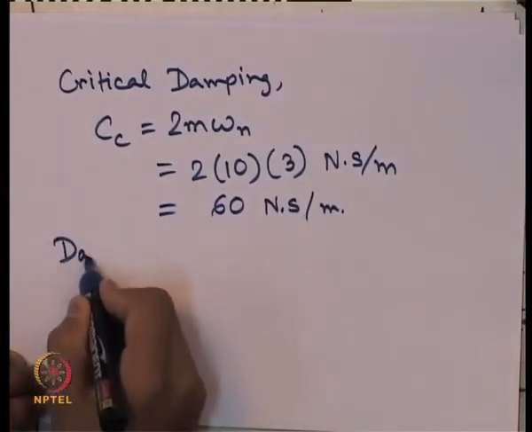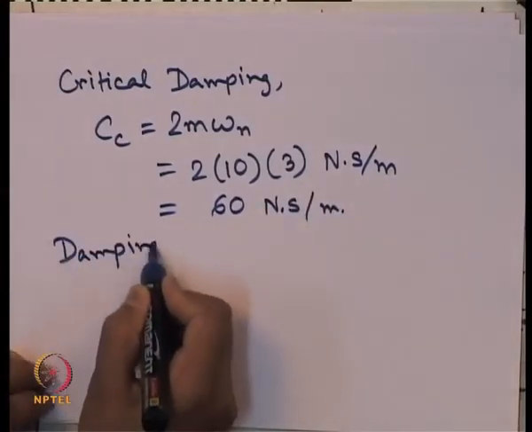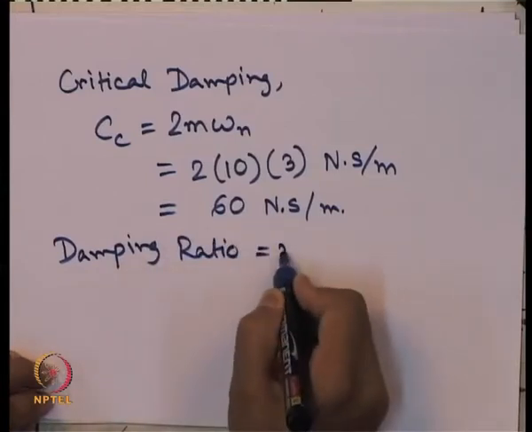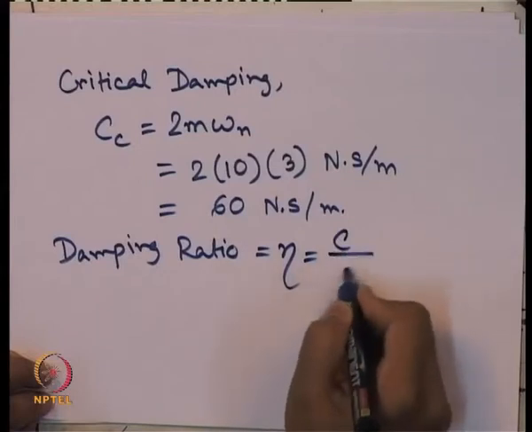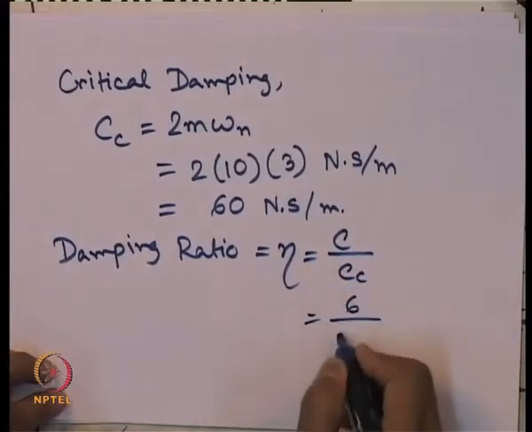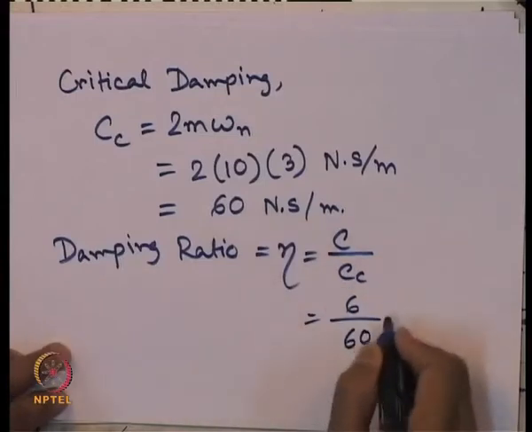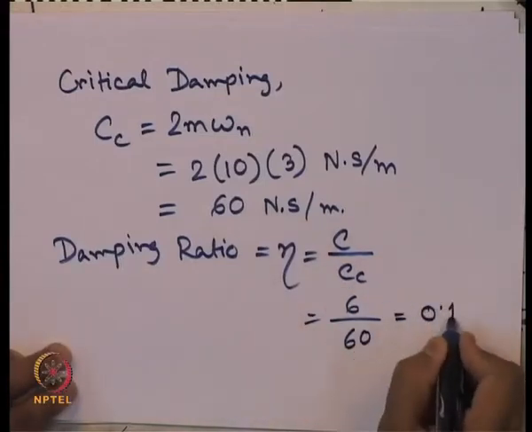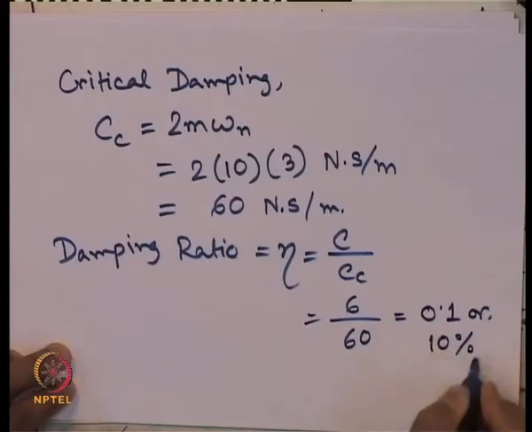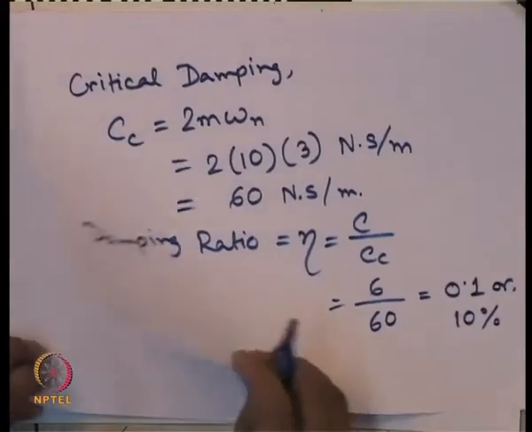So, damping ratio is nothing but eta, let us say, C by Cc. How much is C given? 6, and how much Cc we computed? 60. So, it comes out to be 0.1, or if we represent in percent, the damping ratio is 10%.